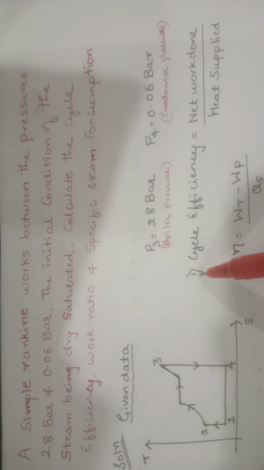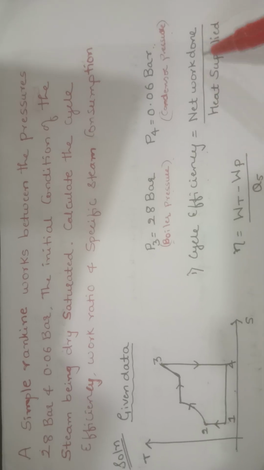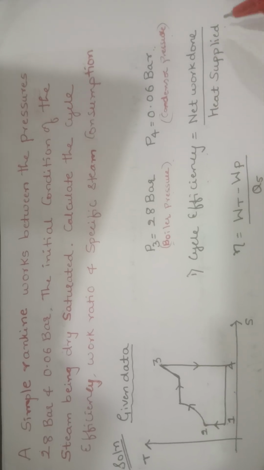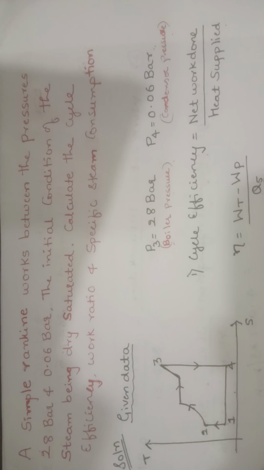In this problem it is asked to calculate the cycle efficiency. So how will we calculate the cycle efficiency? Net work done divided by heat supplied. So how will you calculate net work done? Work done by the turbine minus work done by the pump, divided by heat supplied.